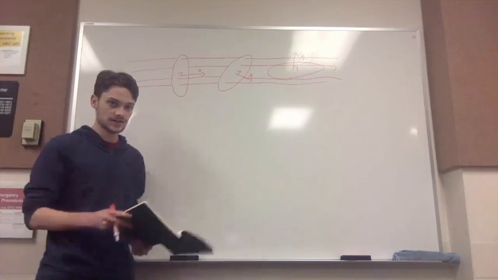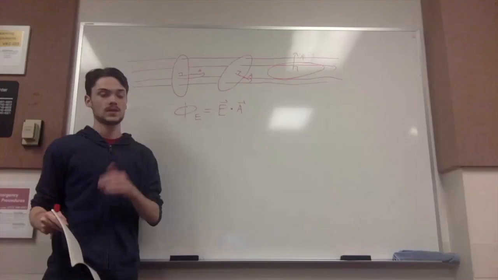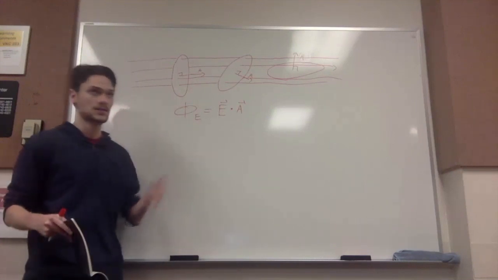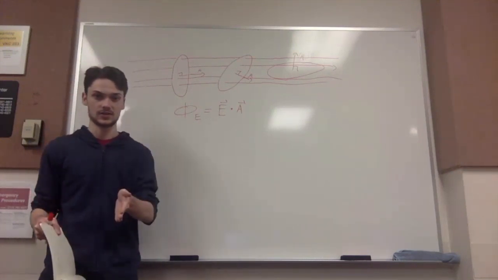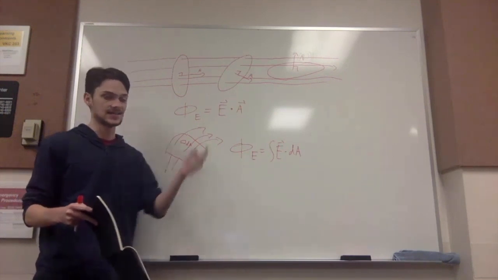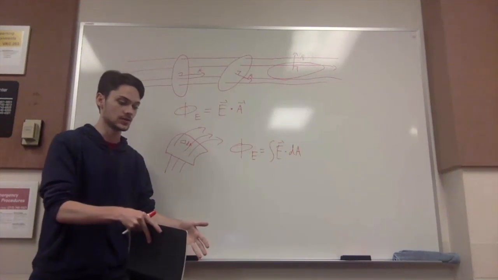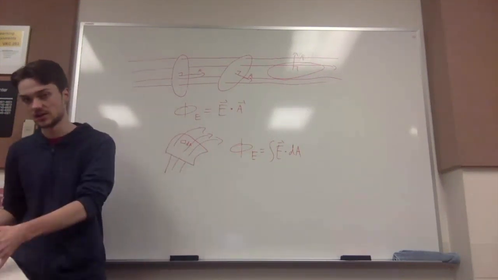Electric flux is generated when electric field lines pass through an object. It is given by the dot product of the electric field vector and the area vector. For any arbitrary surface, electric flux is defined as the integral of the product of the electric field vector and the change in area, dA.